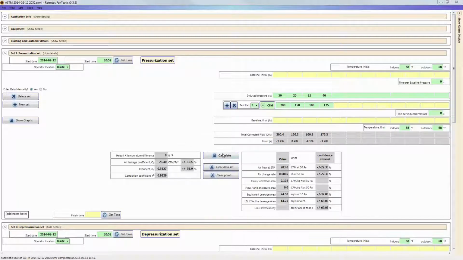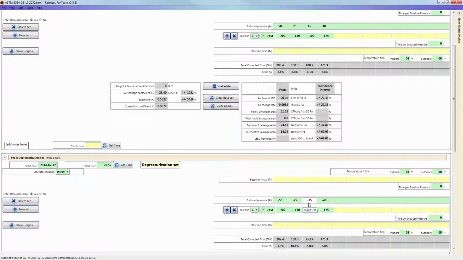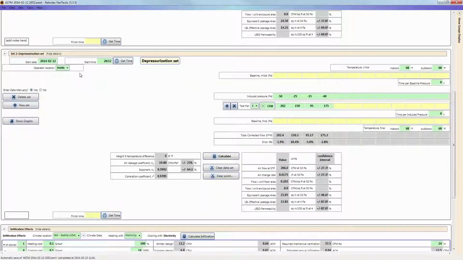So we did this pressurized, and we hit calculate, and we got these results. Then we asked for a new set over here. We did a depressurization test that you'll notice is minus, and we got another result. And in the software, when you test minus and plus, or depressurize and pressurize, the results will be averaged. And that's exactly what's happened here. So this is our depressurization set.